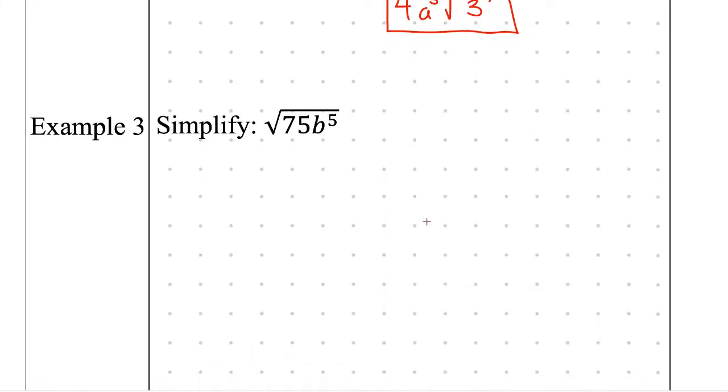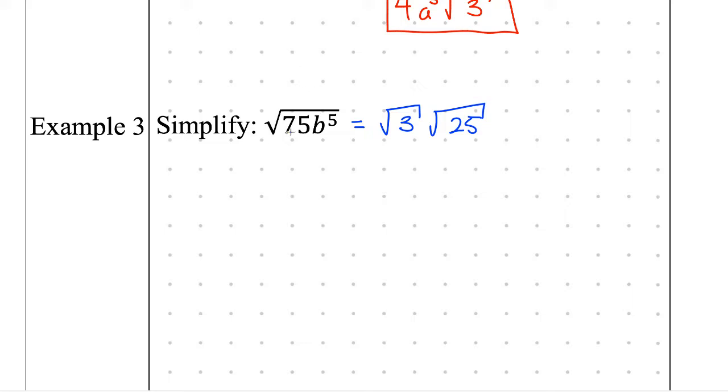Final example number 3. The square root of 75b to the power of 5. It's an odd power here, so I do have to do that step 2 from up above. Again, let's do the square root of 75 first, and I immediately think 75 cents, that's 3/4 if I had that in my pocket, so it's definitely going to be the square root of 3 times the square root of 25. 25 is the biggest square that can go into 75.